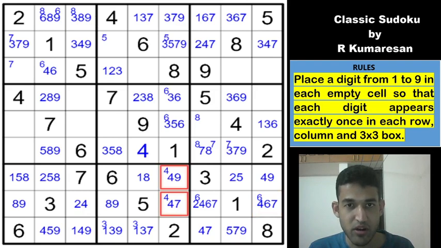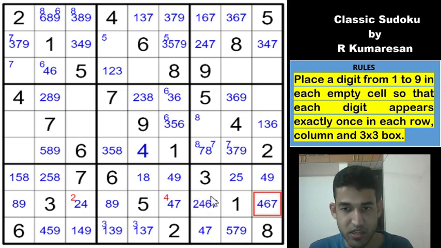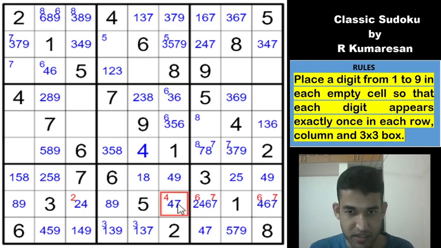So let me remove the corner pencil marks first. Okay, let me use a red color now. This cell cannot be a 4, because if this is a 4, then this becomes 2, right? And you have a 6 7 pair here now. I'll again remove the corner pencil marks from here. So you get a 6 7 here when this is a 4.